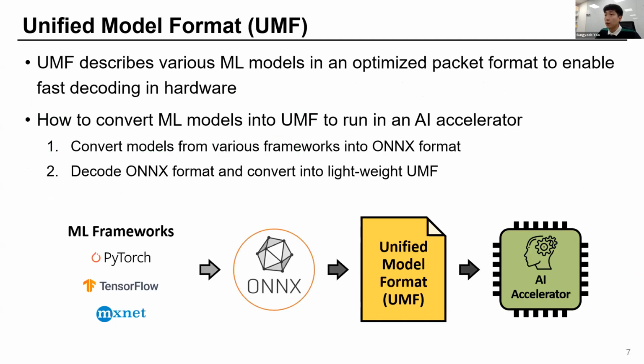First of all, I will explain the unified model format. UMF describes various ML models in an optimized packet format to enable fast decoding in hardware. This is how to convert an ML model into UMF to run in an AI accelerator. First, we need to convert the model from frameworks such as PyTorch or TensorFlow into ONNX format. And then we can decode ONNX format and convert it into lightweight UMF, which is mapped to an AI accelerator.